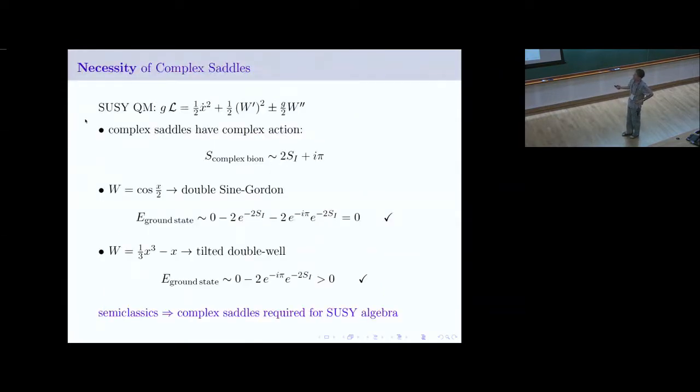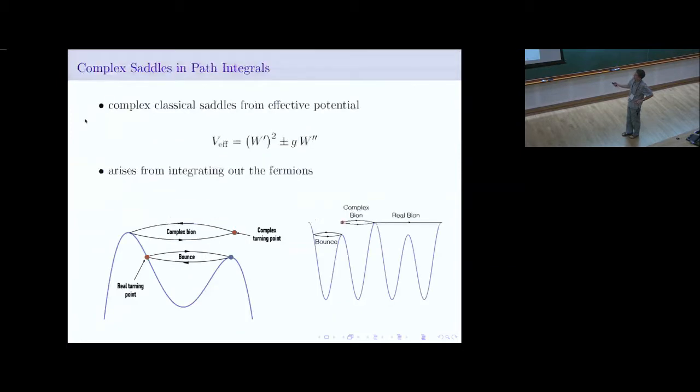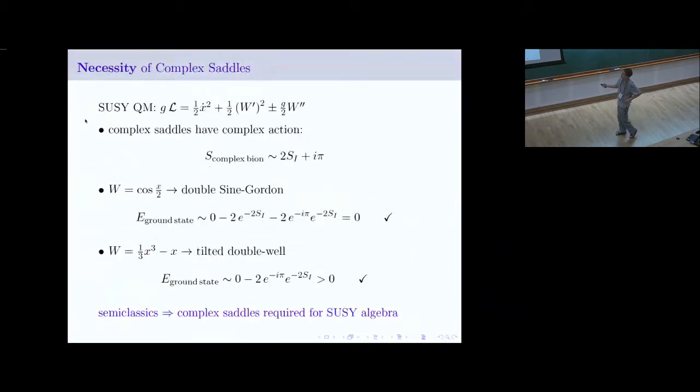So in the periodic potential case, that's the second example here, there are two contributions. One from what's called the real bion, the one that goes from one of those peaks to the next one, whereas the one that goes to the complex point has an action that is equal to the one of the real bion, but differs from it by I pi. Now, the interesting thing is that the contribution to the ground state energy, remember, perturbatively it's zero. Non-perturbatively, it gets a contribution from the real saddle and from the complex saddle.